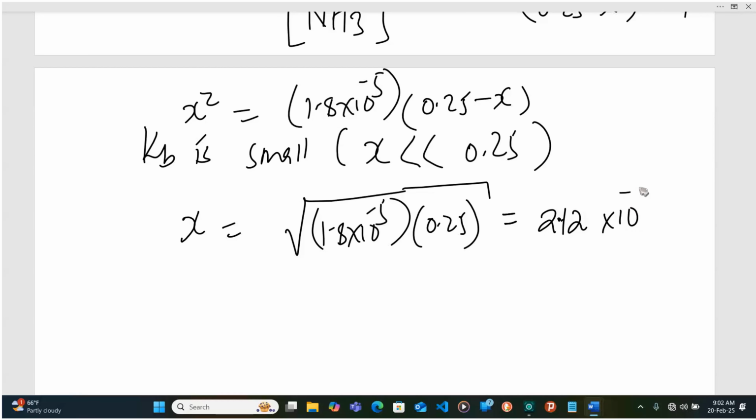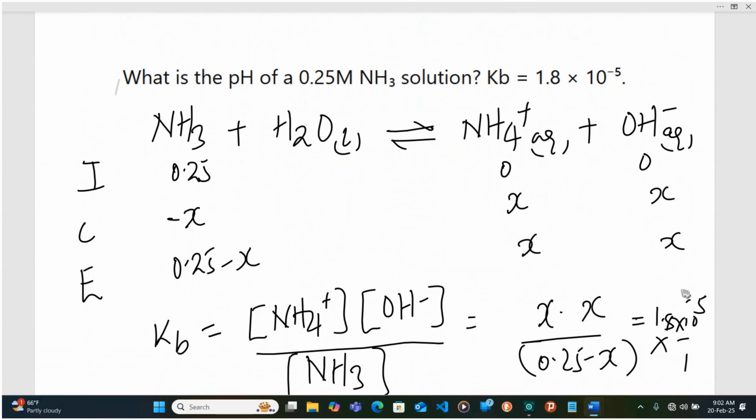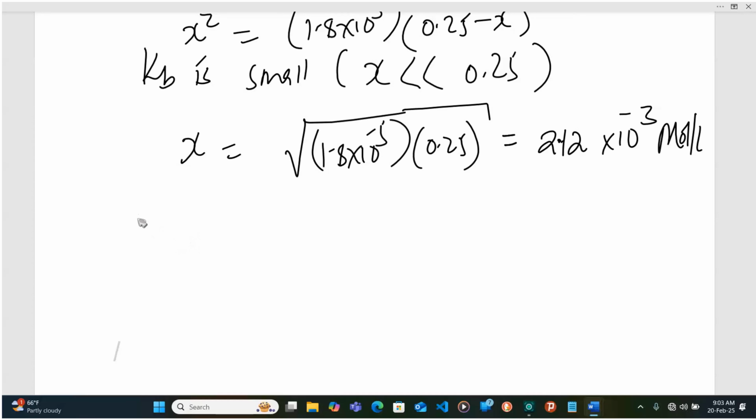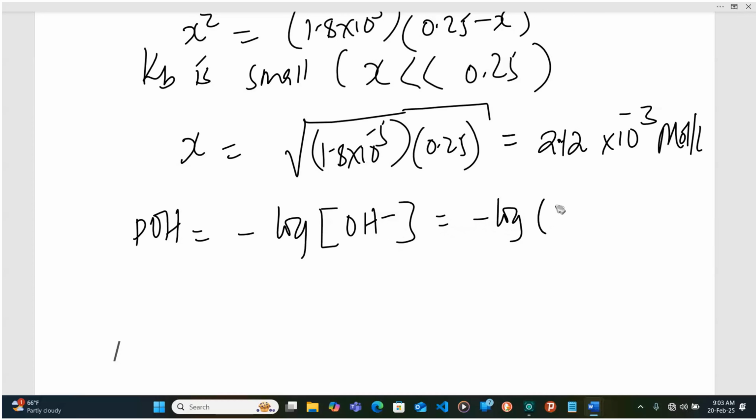2.12 times 10 to the power negative 3. This is molar, or moles per liter. Since X is equivalent to that value, then we have the concentration of hydroxide ions, because it is also equivalent. So to get the pH, we can get the pOH, which will be the negative logarithm of the concentration of hydroxide ions. This is negative logarithm of 2.12 times 10 to the power negative 3. pOH is giving us a value that is equivalent to 2.67.